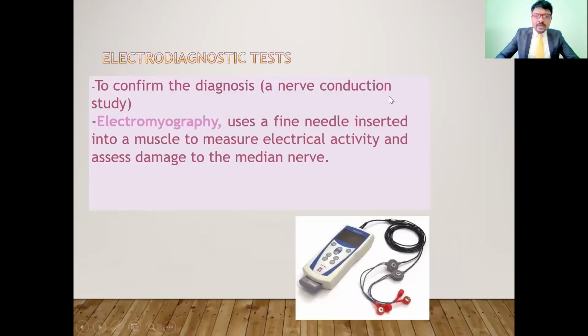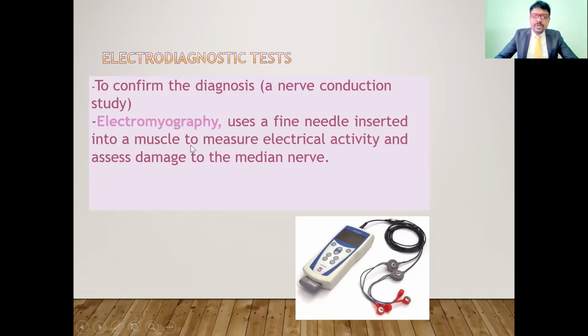And also, the next one is the electrodiagnostic test. These electrodiagnostic tests are nothing but nerve conduction studies. So with NCVs, we can check how the conduction is in the median nerve. Is it normal conduction or any delayed conduction? How is the response? So we are going to do some neurological examinations, nerve conduction studies, as well as electromyography.